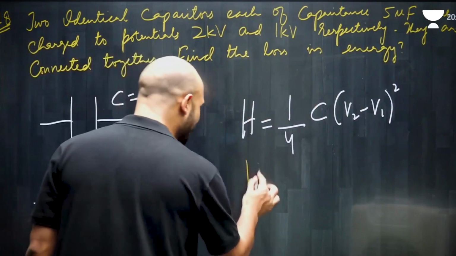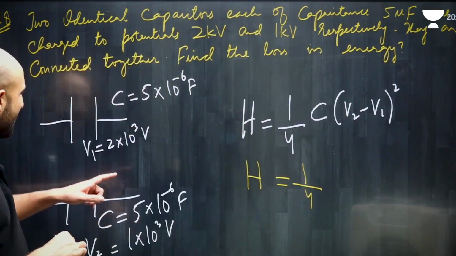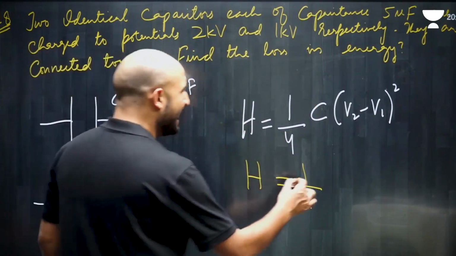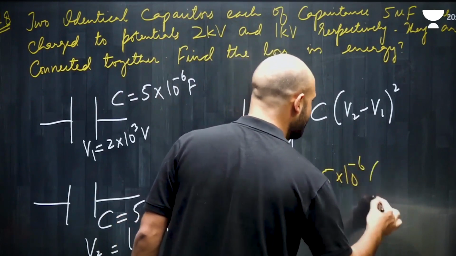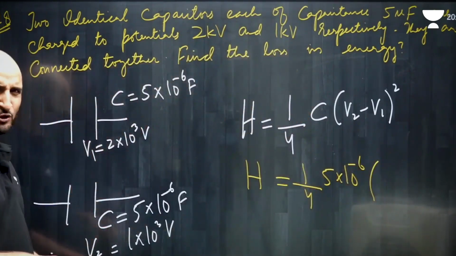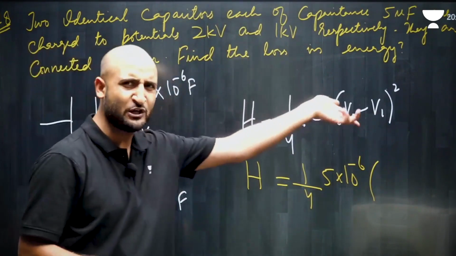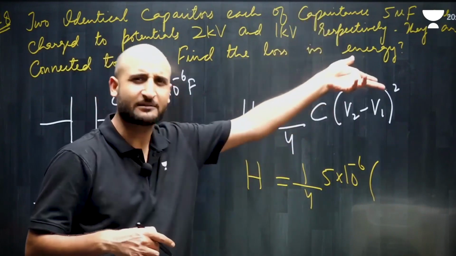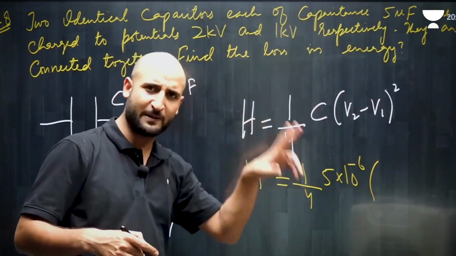So heat dissipated is equal to 1 by 4. 5 microfarad. What's C? Yes, it's 5 microfarad. It's 5 into 10 power minus 6, into V2 minus V1. Or V1 minus V2, doesn't matter. Whichever potential is more, we'll write that way. Because in the end, it's again square. It doesn't matter. If it comes out to be negative, it will square. It will again become positive.